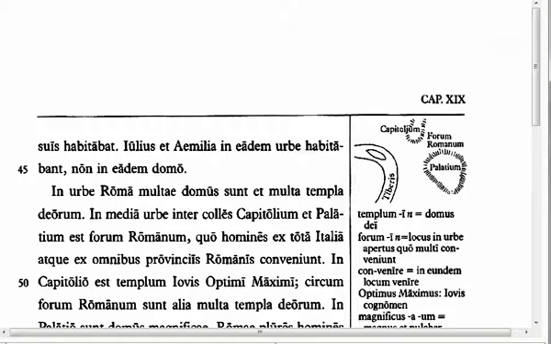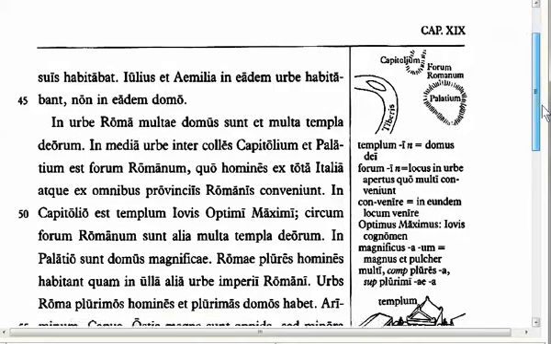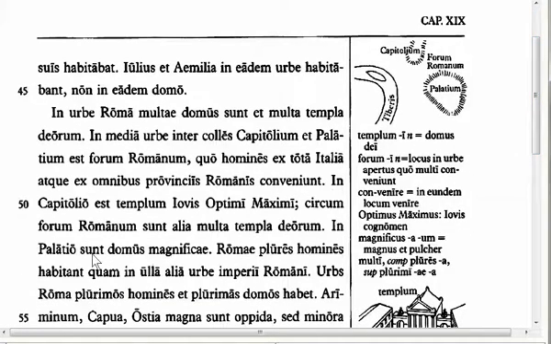The next feature is in line 52, and we see in pallatio sunt domus magnificae, and this is not the part that we wanted to do. We want to do, here we go, Romae plures homines habitant quam in ulla alia urbe imperii Romani. So in Rome, more people live than in any other city of the Roman Empire.